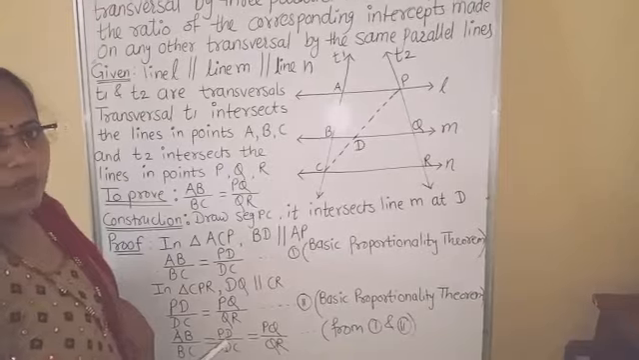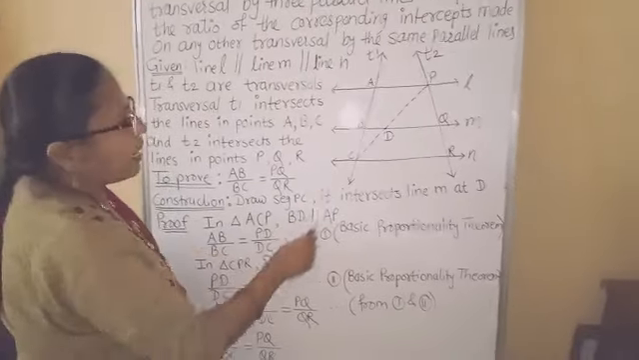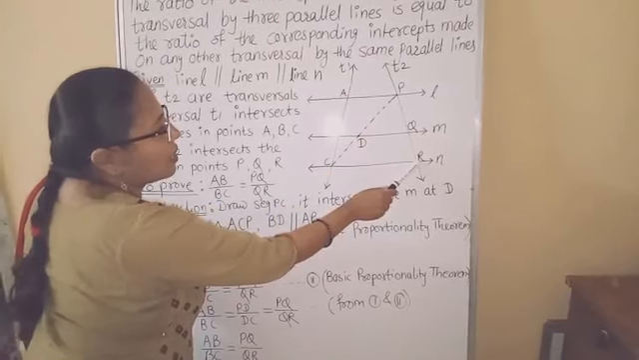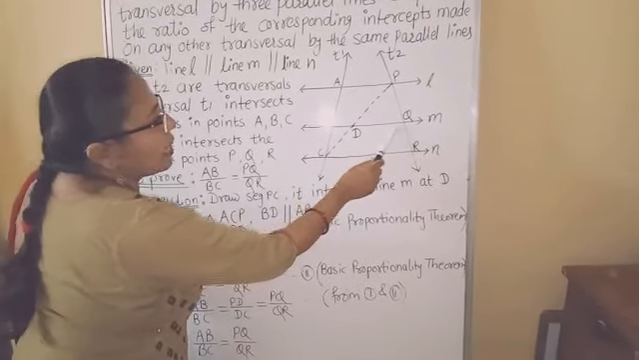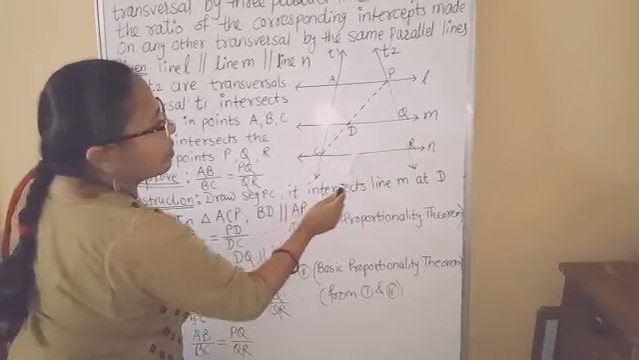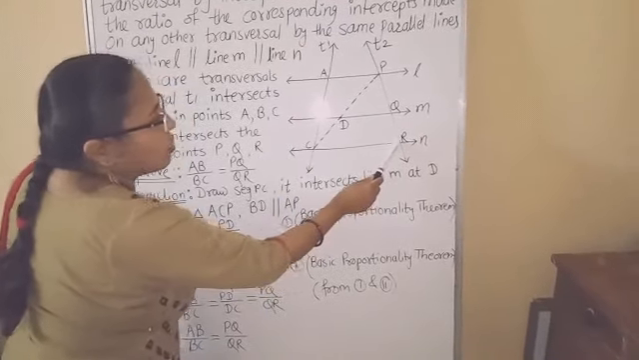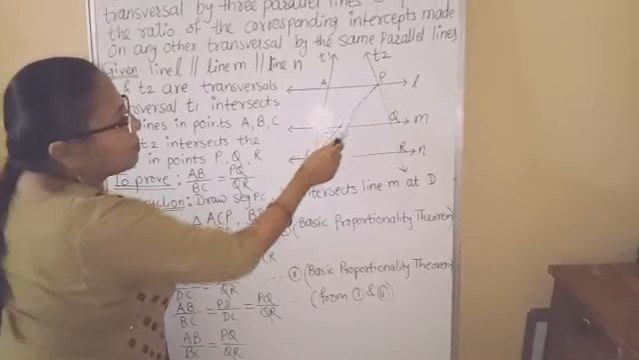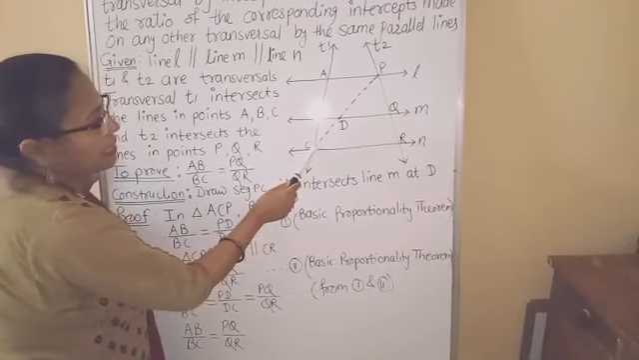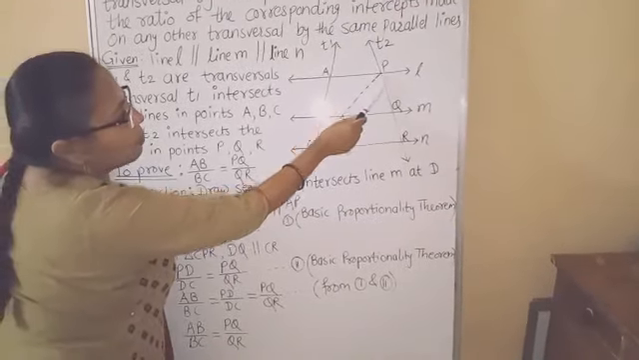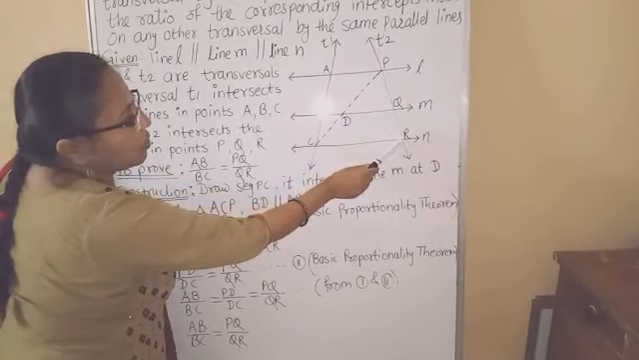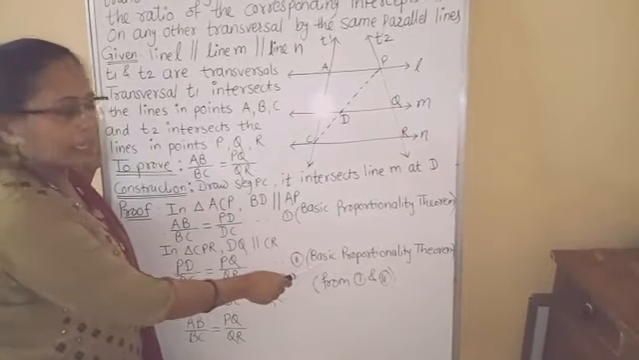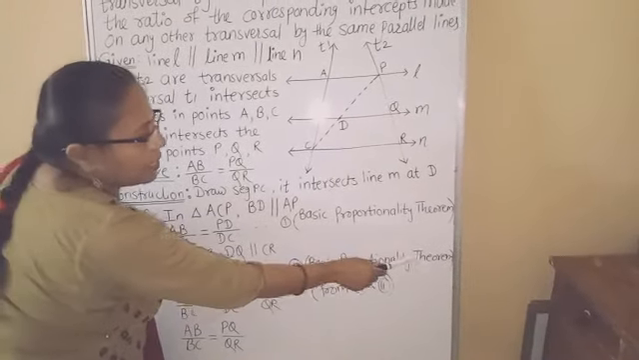Okay student, now we will take the second triangle CPR. In this triangle, segment DQ is parallel to CR. So again we can apply the basic proportionality theorem. PD upon DC equal to PQ upon QR. This is our statement number 2 and the reason is basic proportionality theorem.